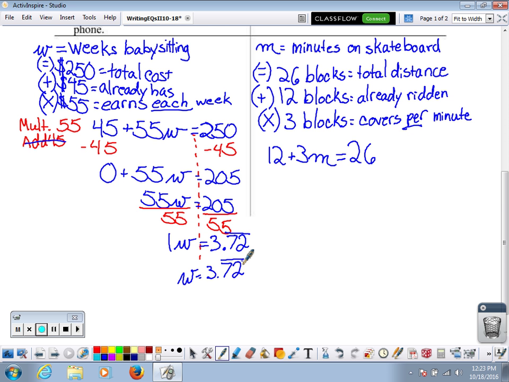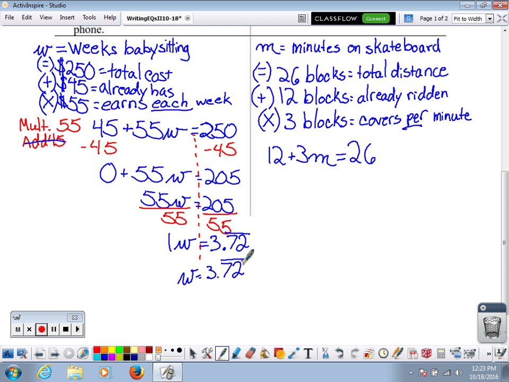Okay, but we had a problem like this yesterday. She's not going to babysit for part of the week. And if she does, she's probably not going to get paid too happily for it. Okay, she's got to work the whole week or not at all. So what has to happen here? Do I round that up to 4 weeks? Or do I leave it at 3? And 3 will be enough.